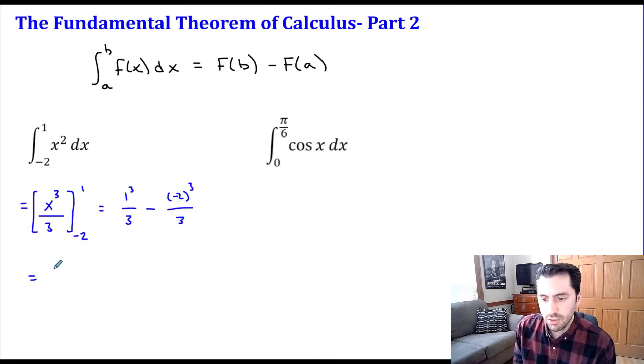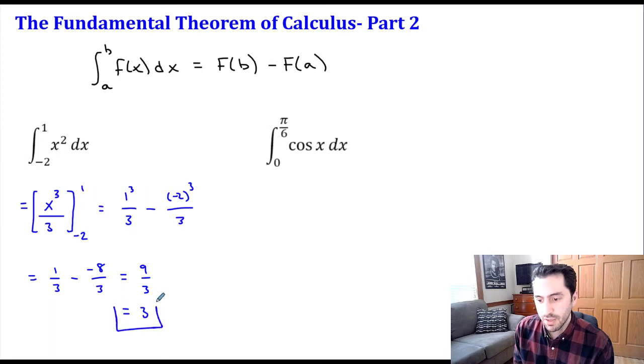So 1 cubed, we get 1/3, and then I'm going to subtract. -2 cubed is -8, so -8 over 3. So the negatives will cancel out, so we're going to end up with 1/3 plus 8/3, which is 9 over 3, which all simplifies to +3. So this integral from -2 to 1 of x squared times dx, we end up with an answer of 3.